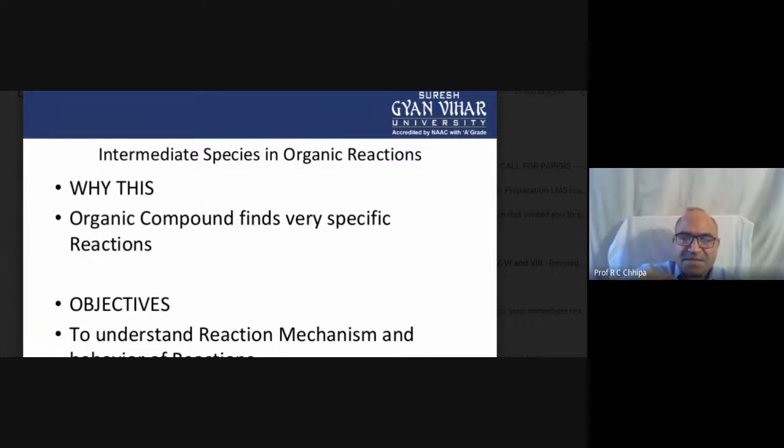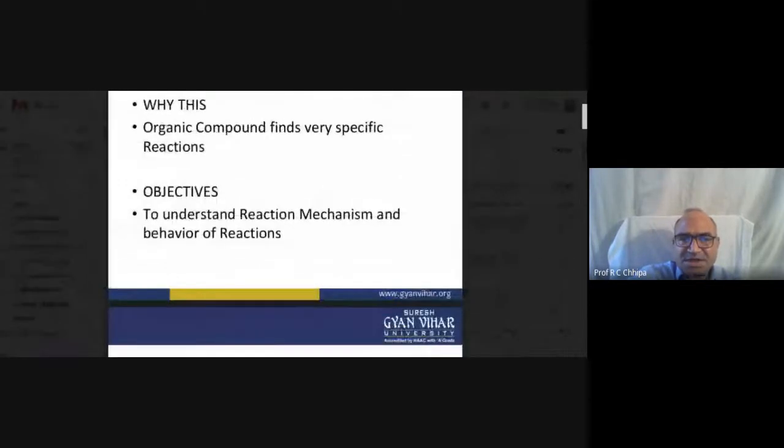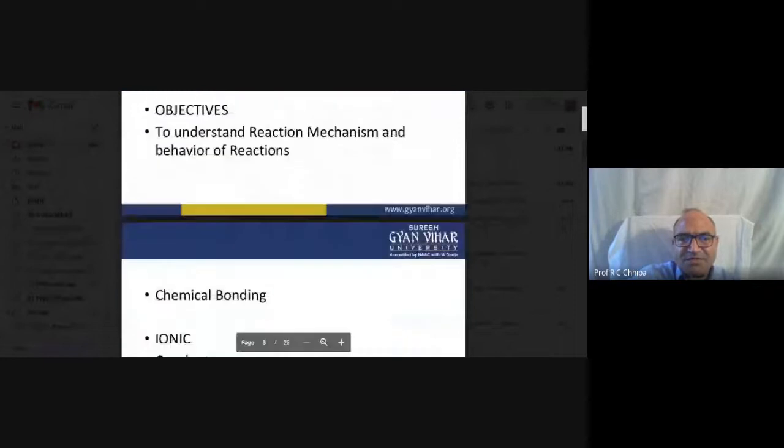Ethane: carbon single bond carbon. Ethene: carbon double bond carbon. Ethylene undergoes the process of polymerization and gives polyethylene, whereas ethane, C2H6, does not undergo polymerization. So a specific double bond is the functional group. Organic compounds find very specific reactions. Here we need to understand the reaction mechanism and behavior of the reaction.